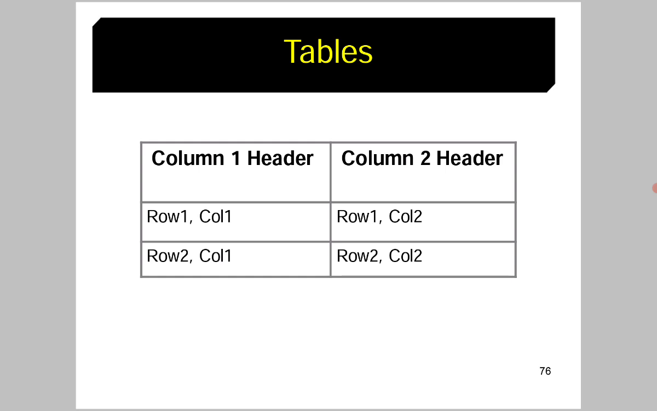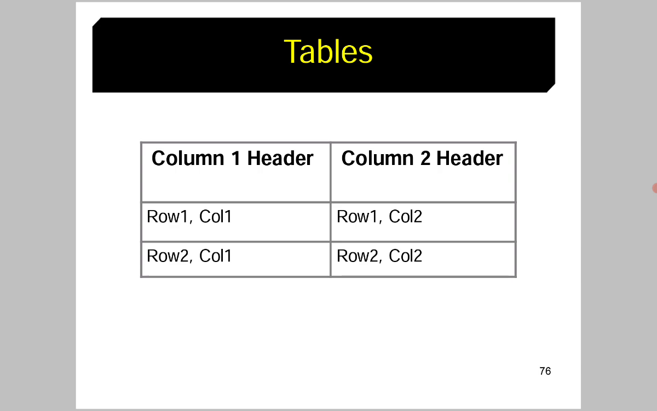Generally a table looks like this. The first row is called the column row, or column headings, or heading row. It is also called the heading of a table. The second row contains 2 columns, and the third row also contains 2 columns.